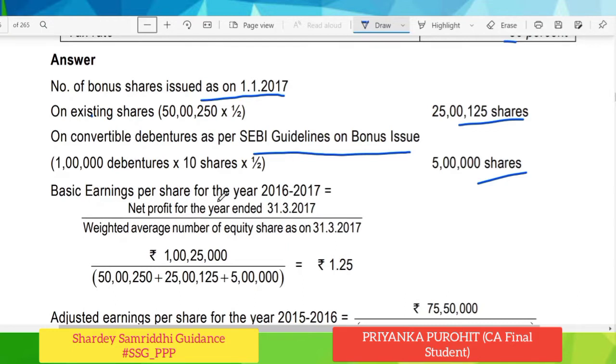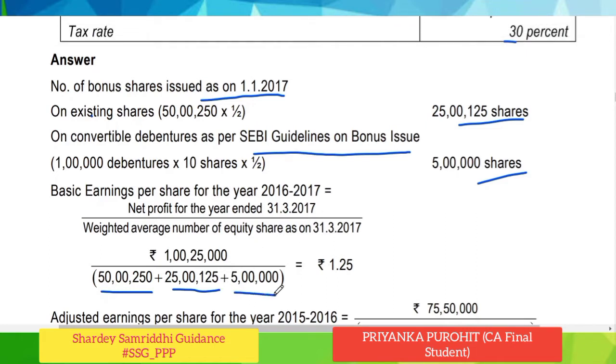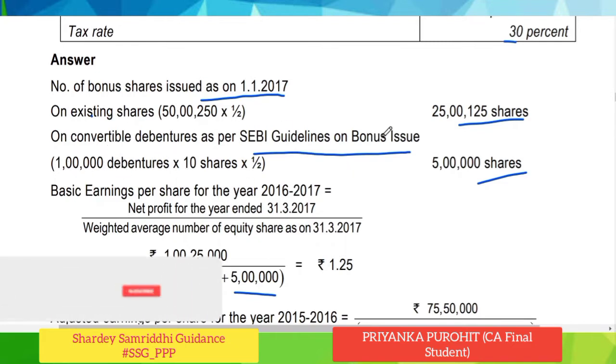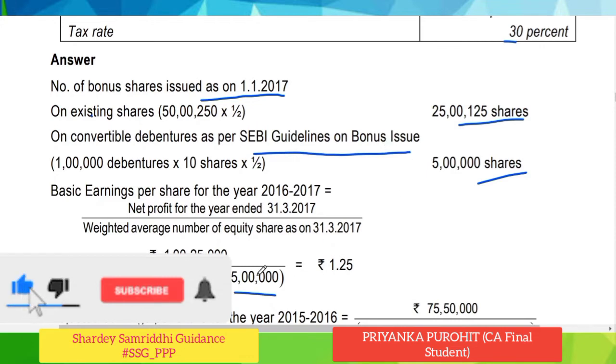So the basic earning per share for the year 2016-17 would be net profit for the year ended 2017, that is 1 crore 25,000 in this case, divided by the weighted average number of equity shares. Originally there were 50 lakhs 250 shares, then on the existing shares we have issued a bonus, that is 25 lakhs 125, and again on the convertible debentures we have to give them bonus shares, so that is 5 lakh. So this will give the EPS to us.